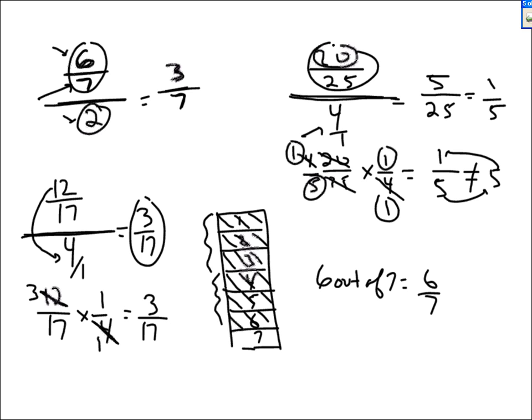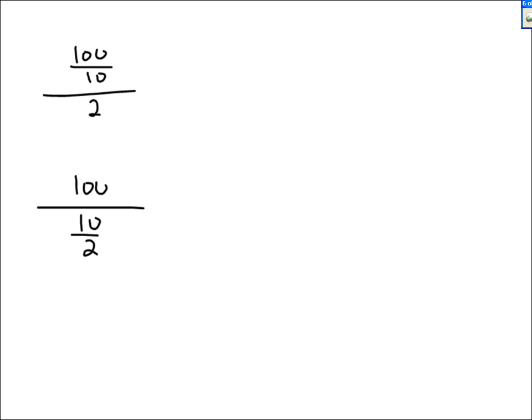Okay. I want to make one more point. This is a very important point, and you need to know this. If you don't know this, you really can't do division problems. Possibly I should have done this at the very, very beginning. 100 divided by 10 divided by 2, versus 100 divided by 10 divided by 2. There's something called the main division line, and it's the longer line. It's this number divided by that number.